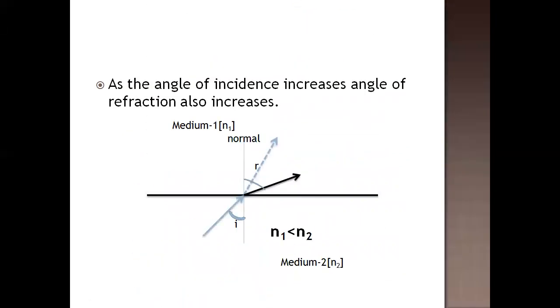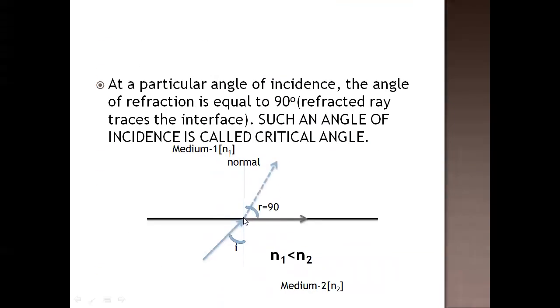Now in the same case, where the ray is traveling from denser to rarer medium, let the angle of incidence increase. What happens if the angle of incidence increases? The angle of refraction also increases, which means the refracted ray bends more away from the normal. If you go on increasing the angle of incidence, for a particular angle of incidence, the refracted ray will trace the line between the two mediums, making the angle of refraction 90 degrees. Such an angle of incidence is called the critical angle.